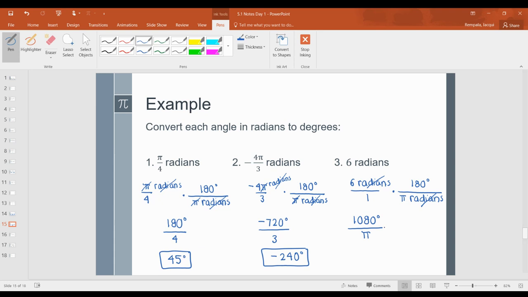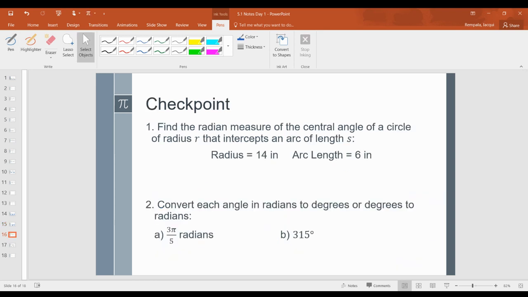So let's then actually divide. Don't use 3.14. There is a pi button in your calculator. So hit the pi button when you divide, and then let's round it to 2 decimal places. So 1,080 divided by pi is going to give us 343.774. So that means the 4 will keep the 7 the same. And once again, don't forget the degree symbol. All right, please pause the video and try this checkpoint problem.